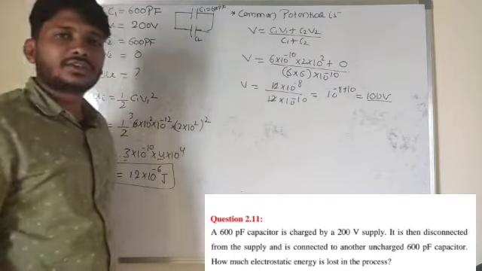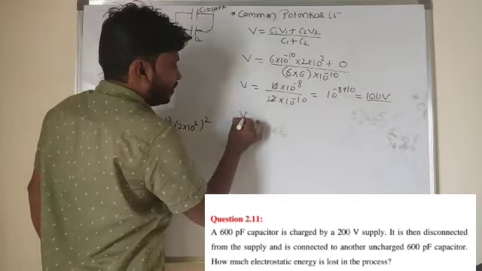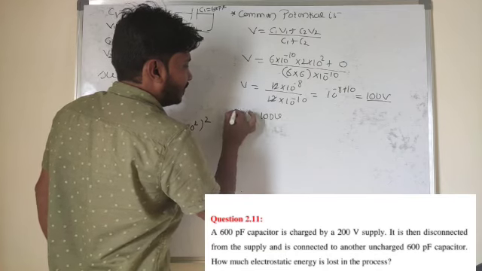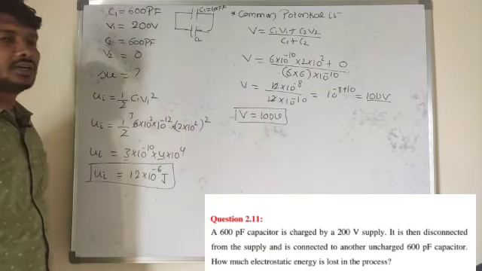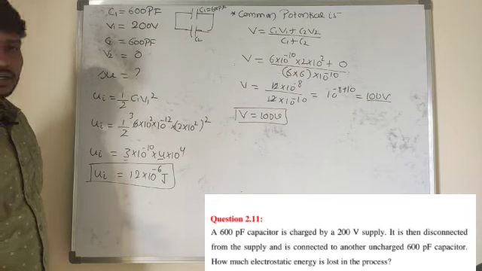What is the common potential value here? So the common potential value is 100 volt here. So what's the common potential value? Common potential value is 100 volt.